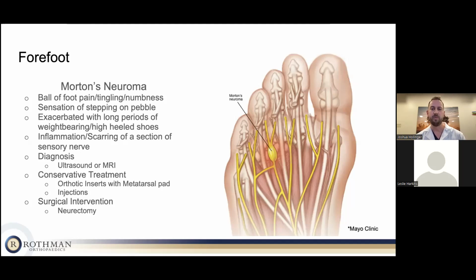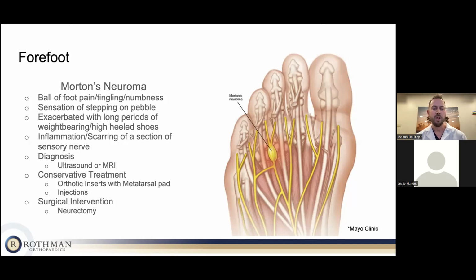From a conservative perspective, a lot of patients will do quite well with offloading these, so trying to take pressure away from the area. And usually I'll use an orthotic insert, so an arch support in your shoe that also contains what's called a metatarsal pad, and this reduces pressure to the entire ball of the foot. And oftentimes just simply taking the pressure away from this will allow the neuroma to calm down. Oftentimes we'll use a corticosteroid injection in combination with this for the same reason, to allow the area to calm down.